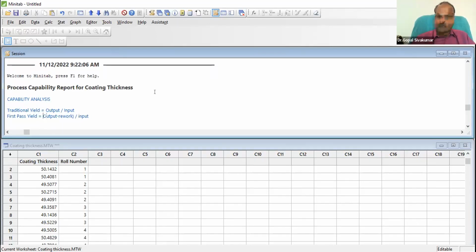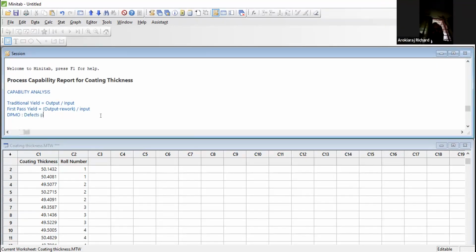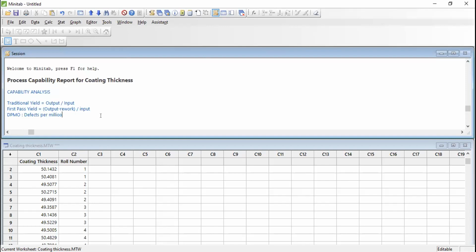because now we are a little more matured, the rework is also considered a failure. So we are subtracting it to understand our capability. And another thing is DPMO. So what is DPMO? Defects per million, defects per million opportunities.